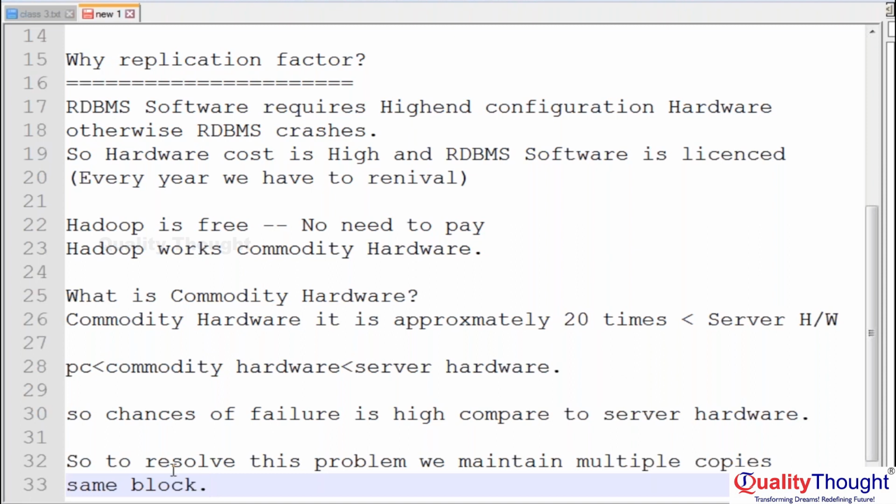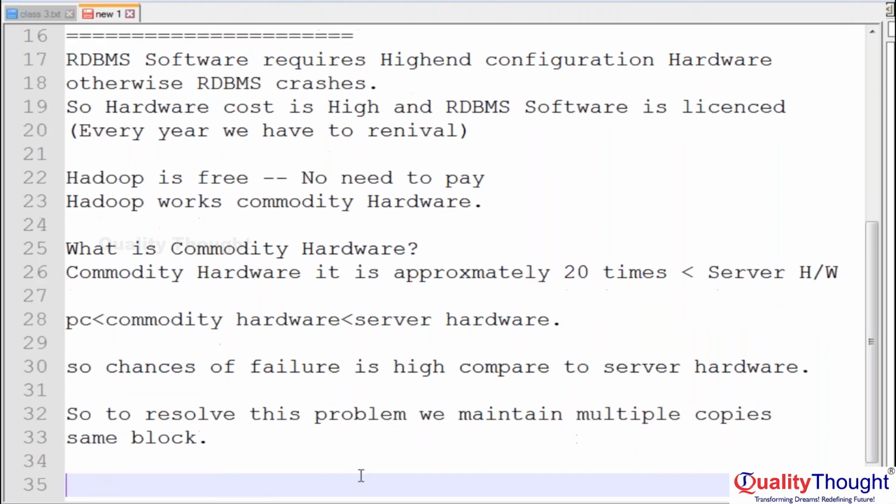Compared to server hardware, server hardware failure is very low because it is high-end hardware. So it gives reliability, but for normal hardware failure chances are high. So that's why we are maintaining multiple copies of the same block.